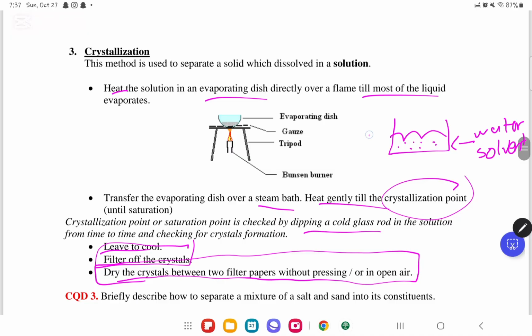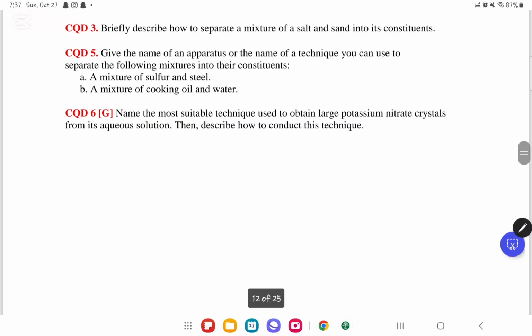So imagine after crystallization, it will turn out something like this. So that's crystallization explained. So now we have 3, 5, and 6. Briefly describe how to separate a mixture of salt and sand into its constituents.